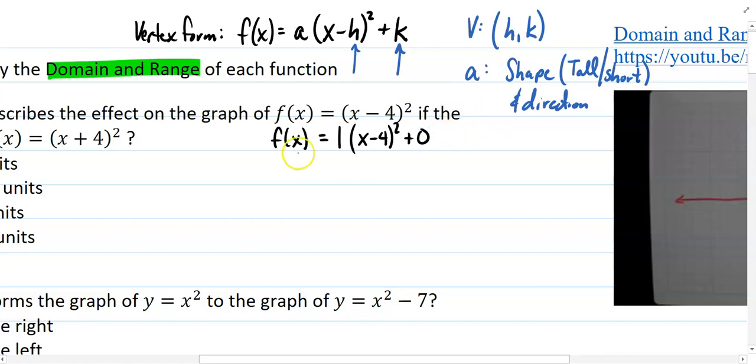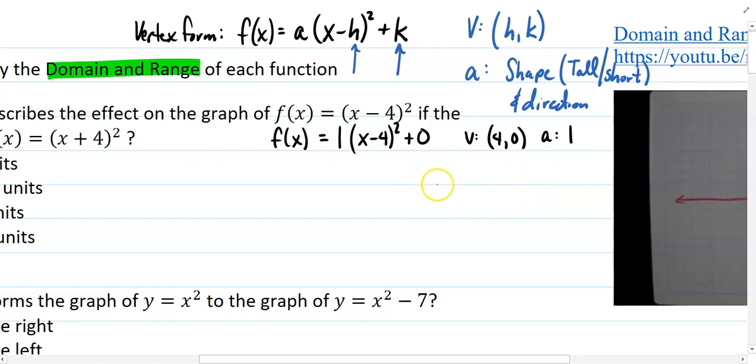And now we might note that the vertex is located at 4, 0. Again, it's the opposite of what we see here. And we have an a value of 1. So we now know where the graph is to begin with. 4, 0, that's the vertex, and it opens up at a standard height.